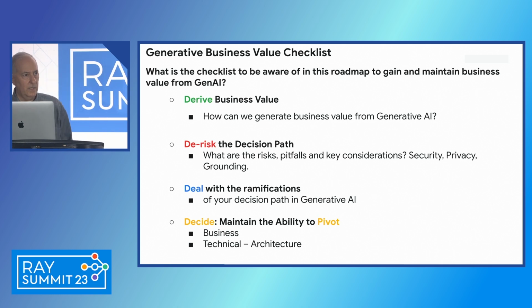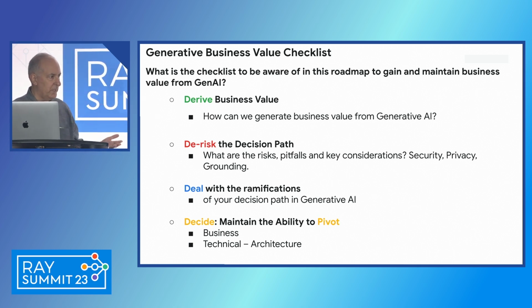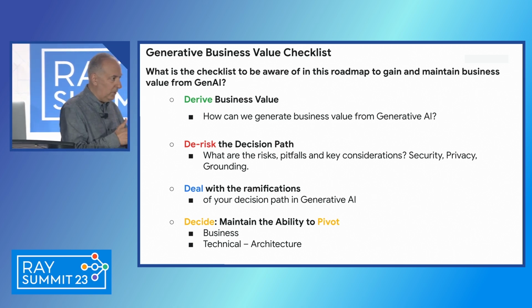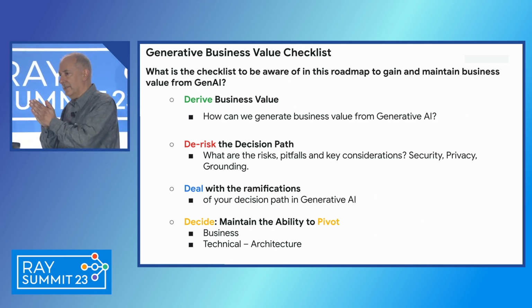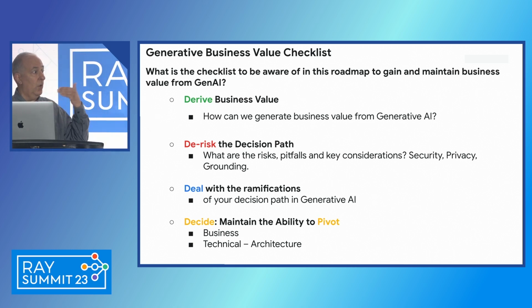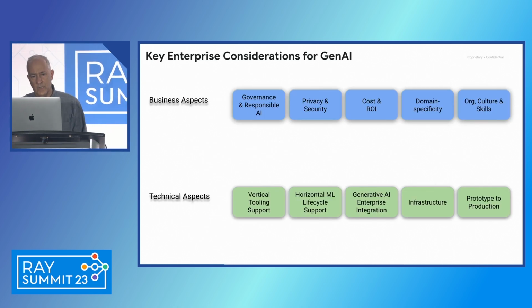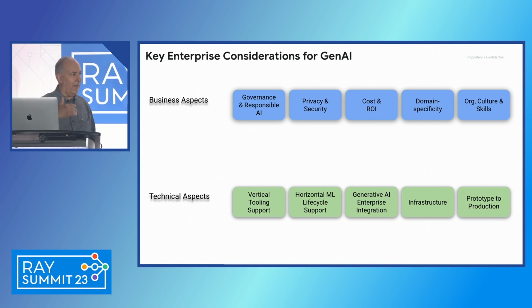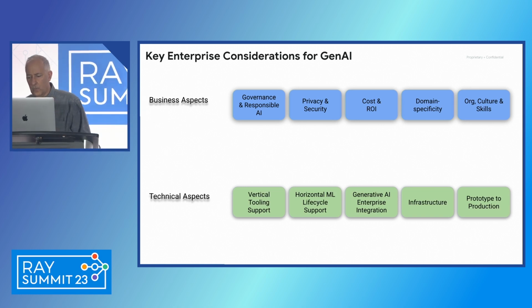How can you generate business value from GenAI? Pun intended. You first have to de-risk that decision path, understand what the pitfalls are and the issues, and then be able to take a path. But once you're down a path, you should be able to pivot and deal with the ramifications of that path, and then decide whether you want to maintain course or be able to change course. So you need a platform that allows you to do that essentially. And so some of these key considerations for generative AI are summarized in these 5 aspects for business, 5 aspects for the technical side.